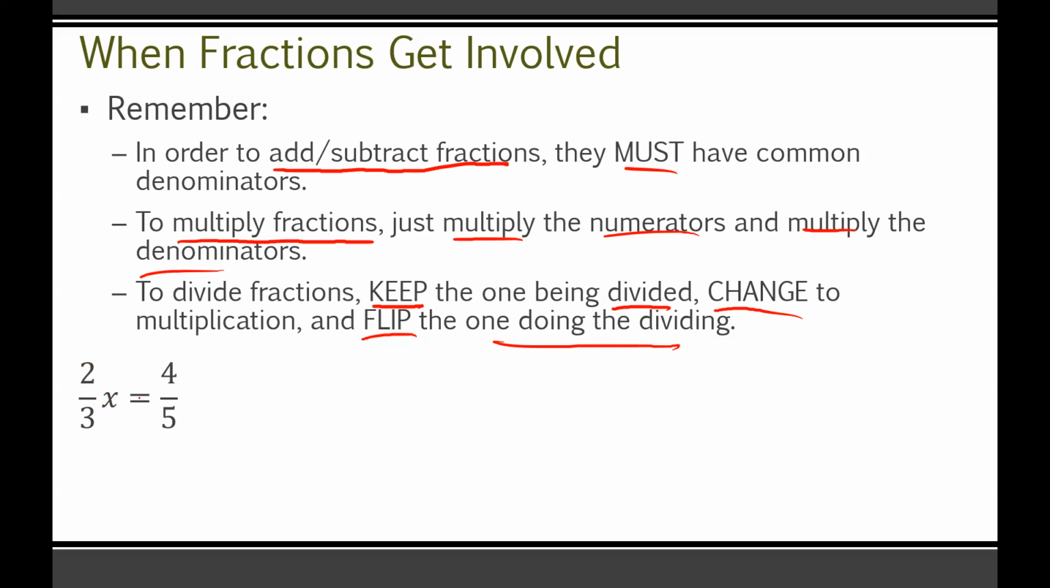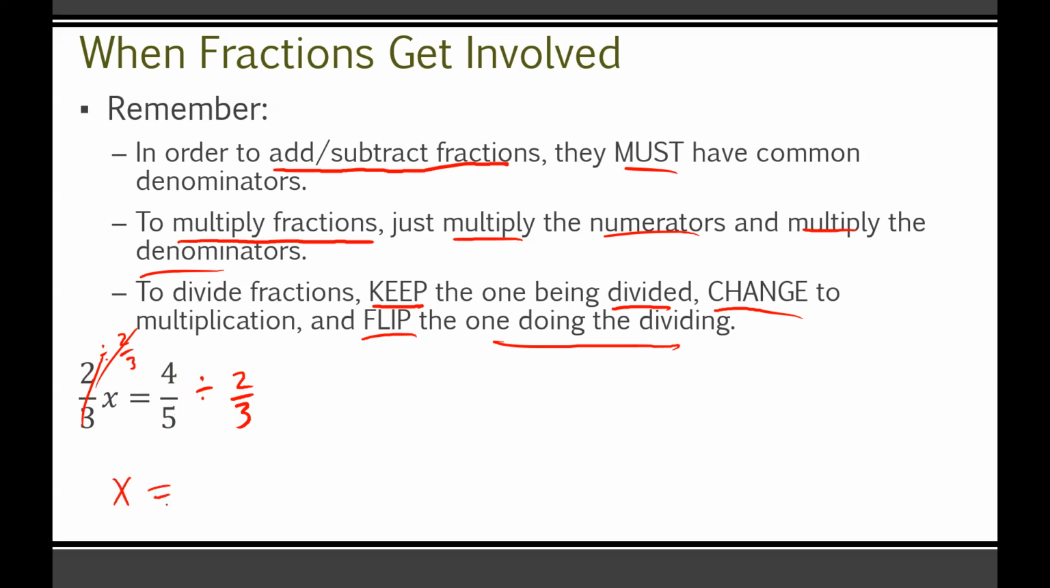2/3 times x = 4/5. Okay, 2/3 times x = 4/5. Well, since it's 2/3 times x, we should divide by 2/3 on both sides. Now, dividing by 2/3 on the left here is just going to get rid of the 2/3. That's the whole plan. But notice on the right, we have 4/5 divided by 2/3.